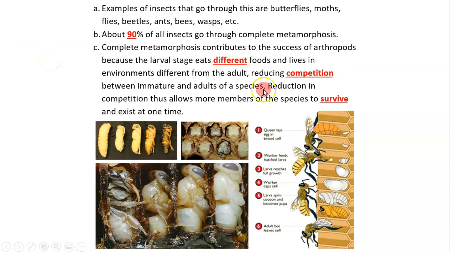Now that reduces competition. Meaning that the larval stages, since they live in a different place and they eat different food, are not directly competing for space and food with their adults, which is a problem in the animal world. So lots of animals have different ways of dealing with that competition. And for this animal, their biggest way of dealing with that is to have their larval stages and their adult stages very, very different. So reduction in competition allows more members of the species to survive and exist at one time.